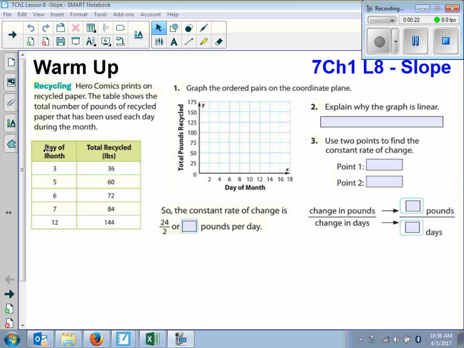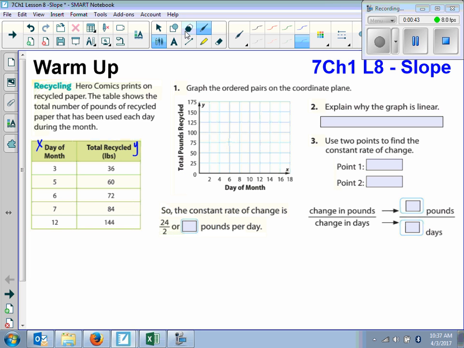You'll see that the day of the month, down here on the x-axis, is our x value, and the total recycled pounds up here on the y-axis is the y value.